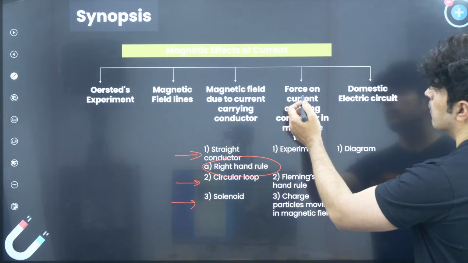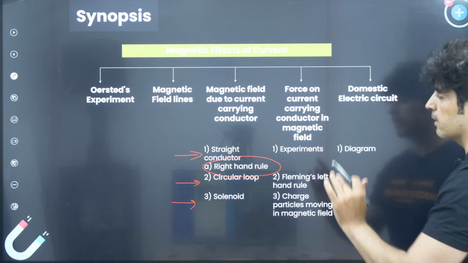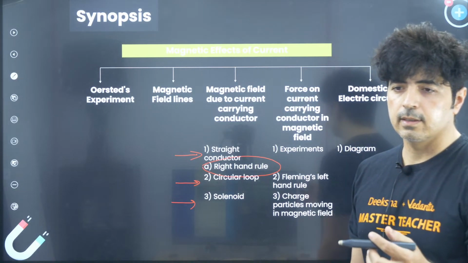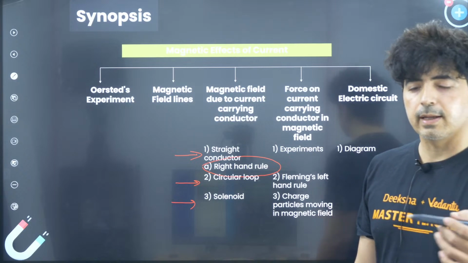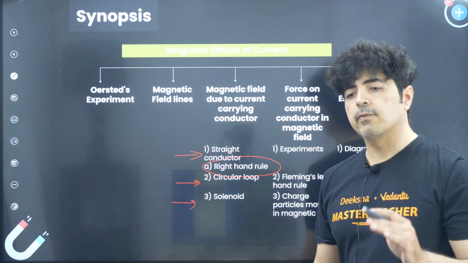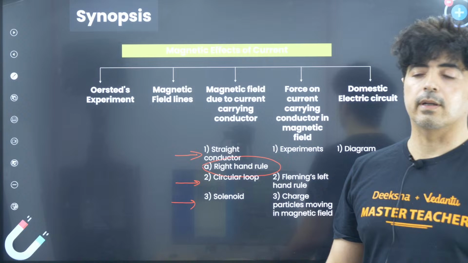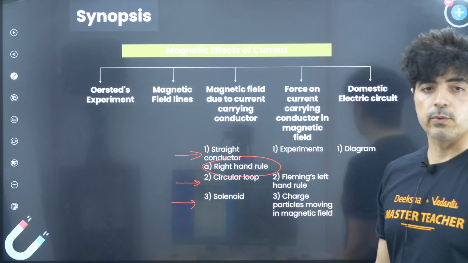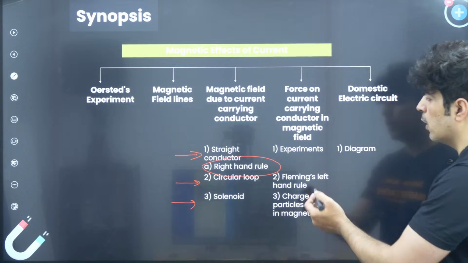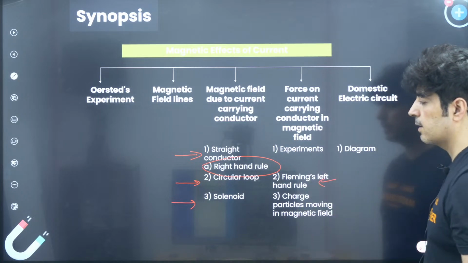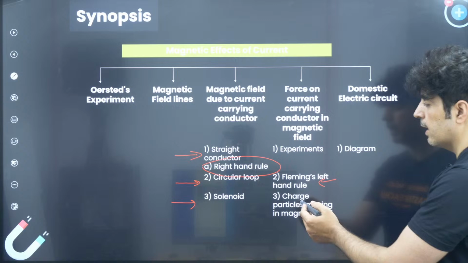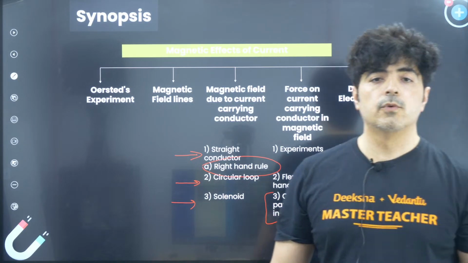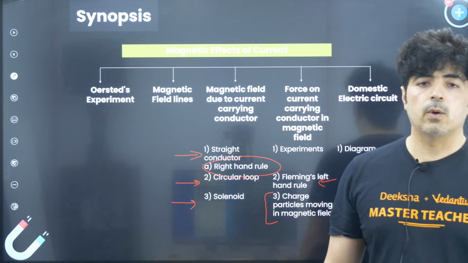Then we will be studying force on a current carrying conductor in a magnetic field. It means that a conductor with current flowing in it is kept in an external magnetic field, meaning an outside magnetic field, and it experiences a certain kind of force. We'll be studying that, along with Fleming's left hand rule. And finally, we'll study how a charged particle behaves when it moves in a magnetic field.